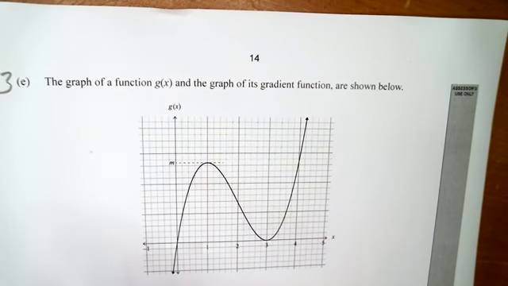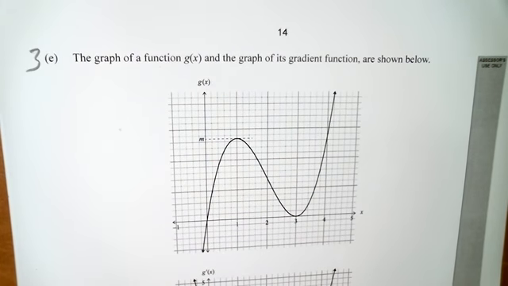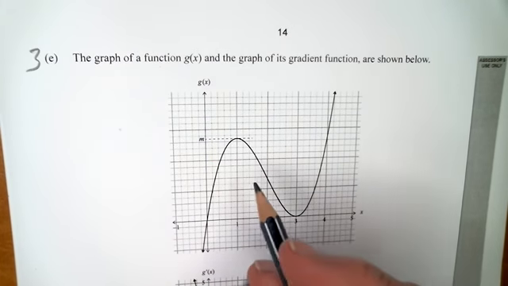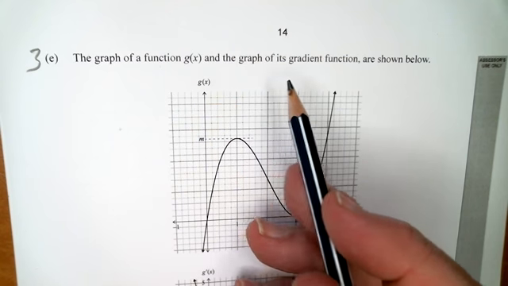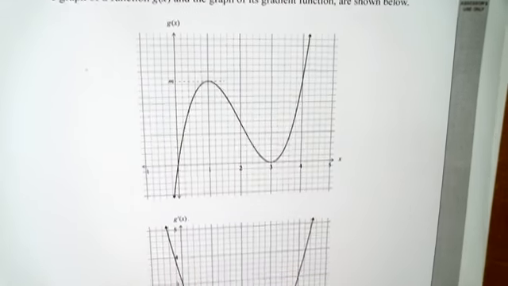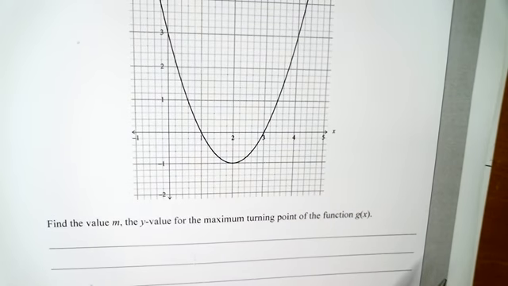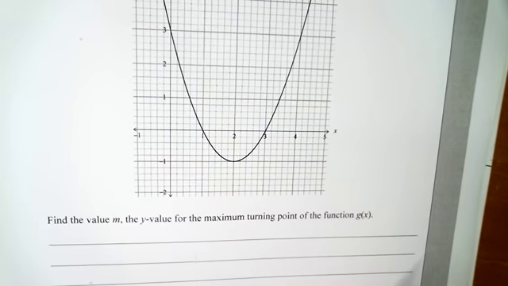Okay, let's have a look at 3e from the 2014 NCEA calculus exam. It says the graph of the function g of x and the graph of its gradient function are shown below. So here's g of x, here's the gradient function. And it says find the value m, the y value, for the maximum turning point.